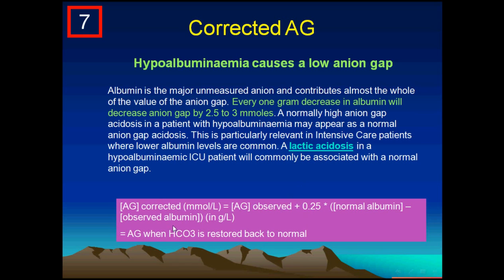So they made a formula to see whether this patient has a high anion gap or a normal anion gap after the pathology happening to these hypoalbuminemic patients. The corrected anion gap equals the observed anion gap you calculated, plus 2.5 times the normal albumin minus the observed albumin. This will give you the corrected anion gap for this patient.